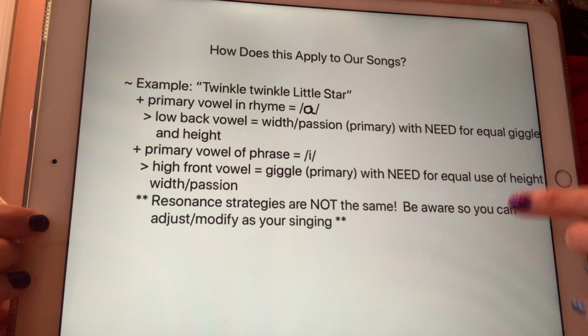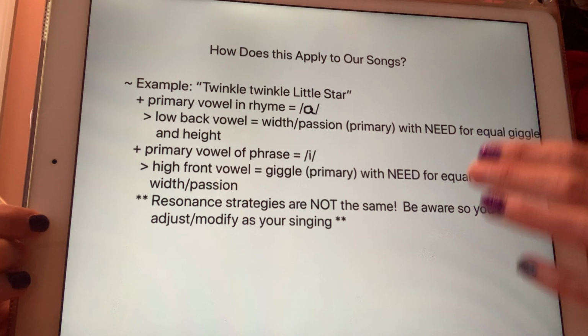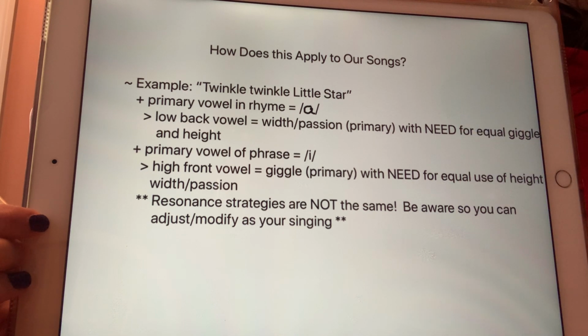Resonance strategies are not the same in this phrase, and they're likely not going to be the same. But it's kind of fun to think about the phrases that we sing in our songs and what the rhyme vowel is and what the phrase vowel is and how we're using those resonators throughout.